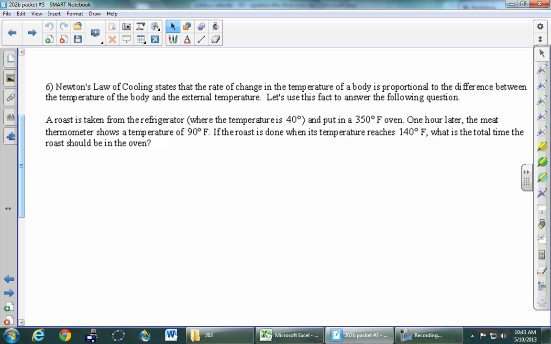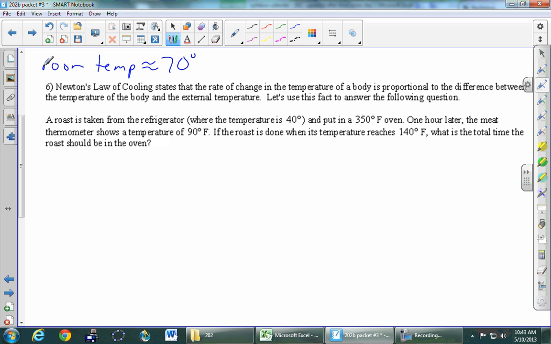Okay, so let's think about this sentence right here. It says Newton's law of cooling is this crazy thing. Suppose that, let's just guess what the room temperature is right now. 45 is a poor guess. So we'll say the room temperature is about 70.